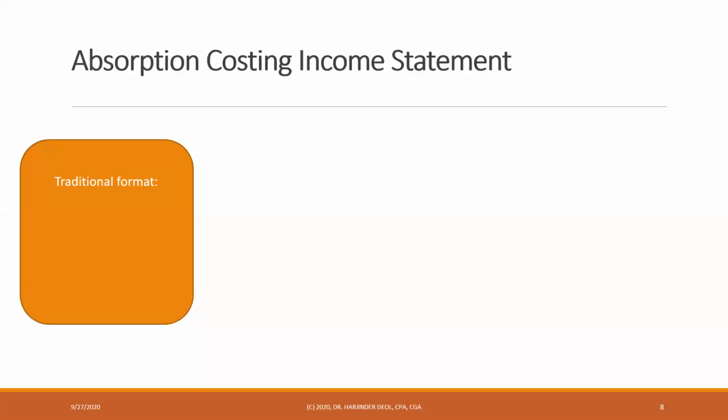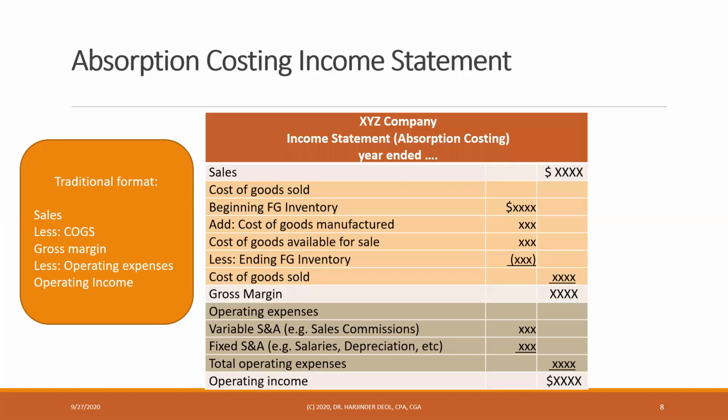Under the absorption costing, if we look at the traditional income statement format, then it's sales minus our cost of goods sold gives you your gross margin. Out of that gross margin, if we deduct our total operating expenses, then we have resulting difference as your operating income or loss. So this is what our absorption costing income statement looks like.